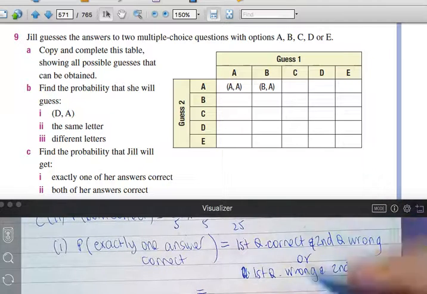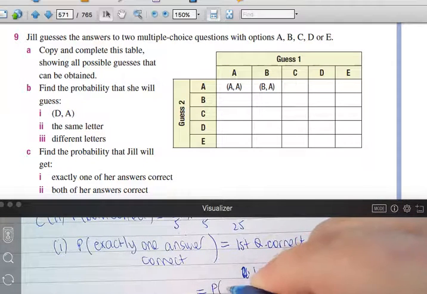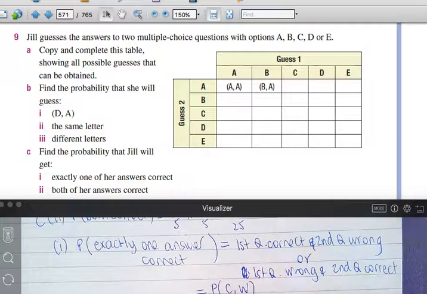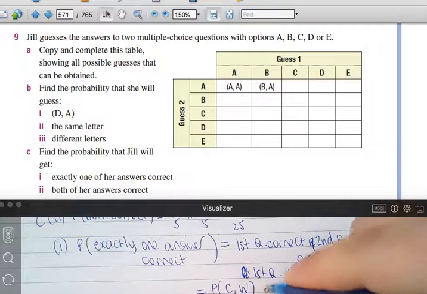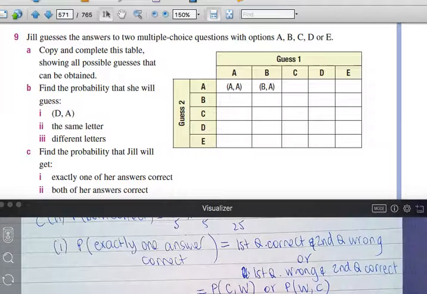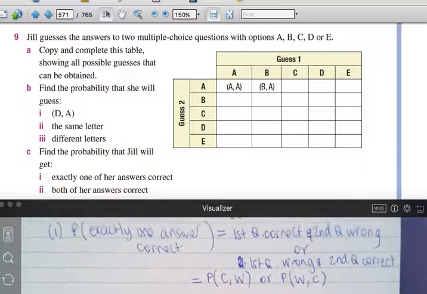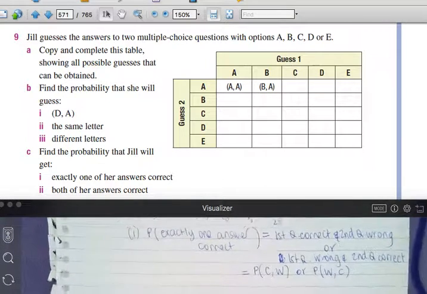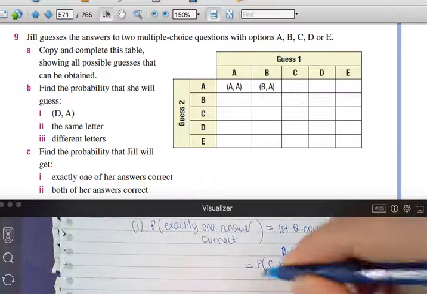So the probability of correct and then wrong. She's either going to get the first one correct and the second one wrong, or the probability of wrong and then correct. Do you see what I'm doing or not? I'll make this smaller. Look, I know this is hard for you, doing it this way, because we haven't learned how to do it properly.